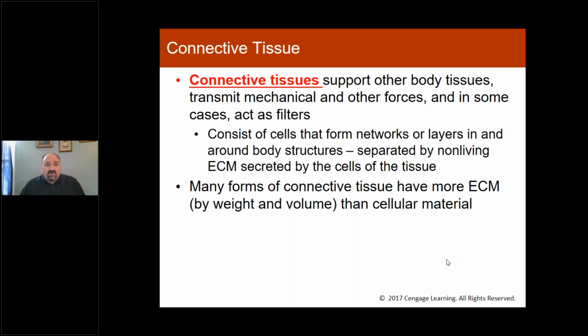I'll start recording. All right, folks, so here we are continuing on in our chapter 38 PowerPoint, reviewing tissues. Earlier today, we looked at the epithelial tissues, and now we're going to be looking at connective and also looking at muscle and nervous tissue.